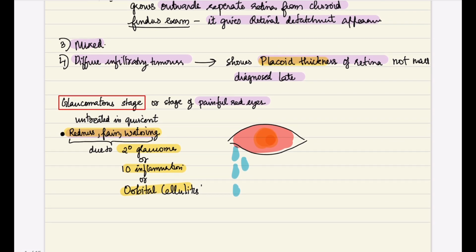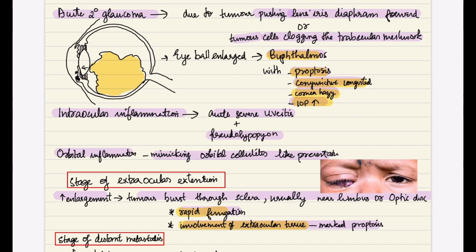Then comes the glaucomatous stage or stage of painful red eyes. We'll be having redness, pain and watering, and this is due to secondary glaucoma or intraocular inflammation or orbital cellulitis. Acute secondary glaucoma is due to the tumor pushing the lens-iris diaphragm forward or tumor cells getting clogged in the trabecular meshwork.